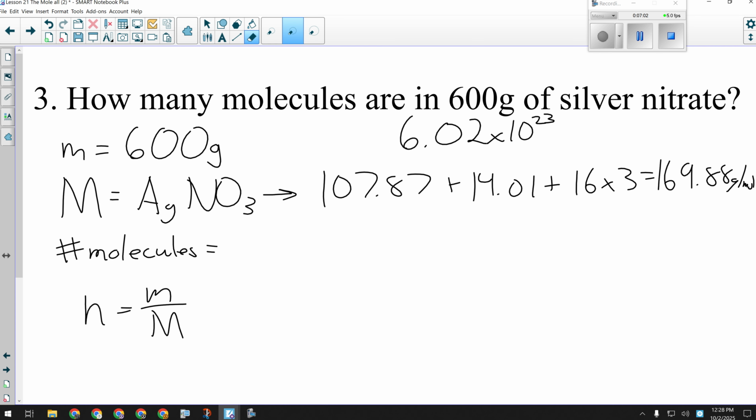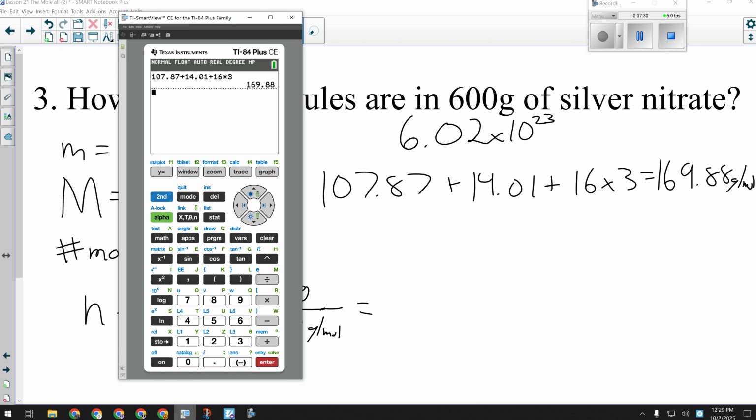Even if I'm lost at this point and I don't really know what to do, at least I can calculate that. So I'm just going to put in that I have 600 grams, and I'm dividing that by 169.88 grams per mole. Do I have more than a mole here? Quite a bit more than a mole, right? So I should get a decently sized number. So 600 divided by the 169.88. I have 3.53 moles.